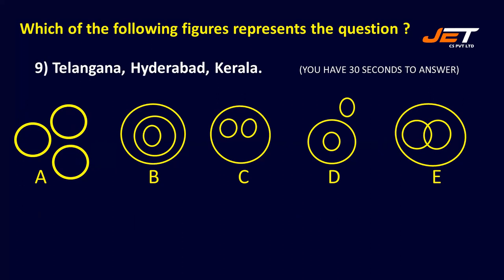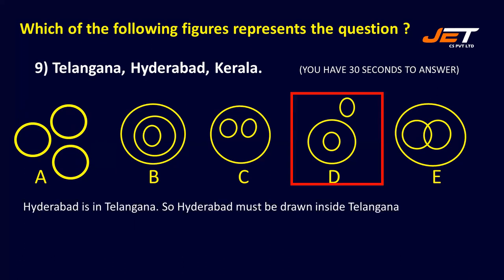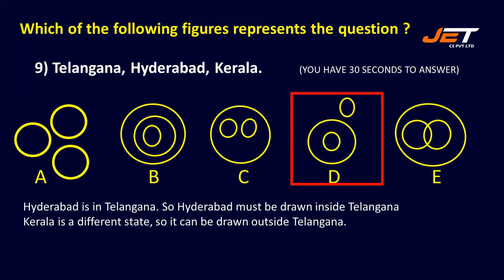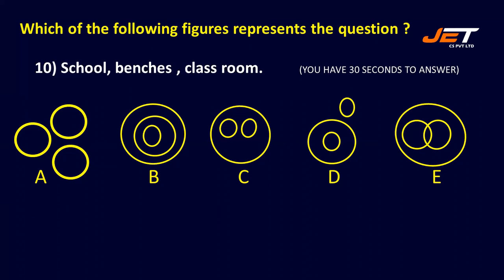So 5 options are given. We need to choose the correct option. The correct option is D. Yes, because Hyderabad is in Telangana. So Hyderabad must be drawn inside Telangana. And Kerala is altogether a different state. So it can be drawn outside Telangana. All right. So with this, we move on to the next.